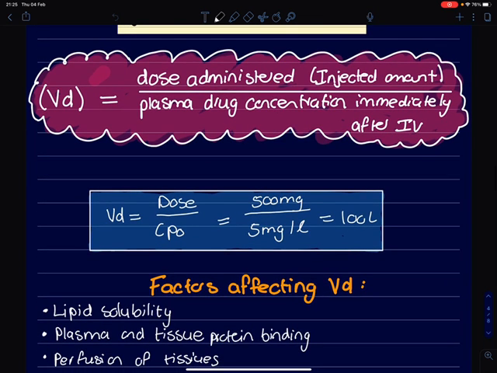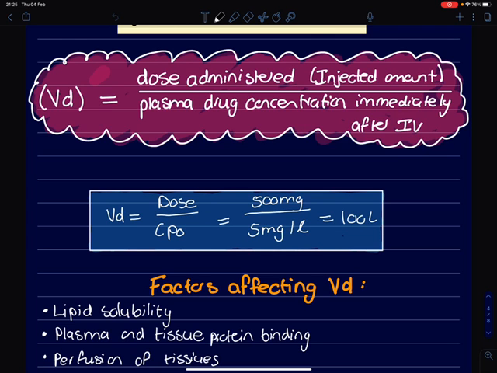So you can also see volume distribution is that dose administered but intravenously, because bioavailability would be a problem, but intravenously the bioavailability is 100%, so it must be intravenously, or you must know what the bioavailability of the drug is.